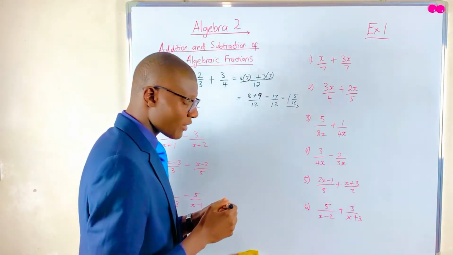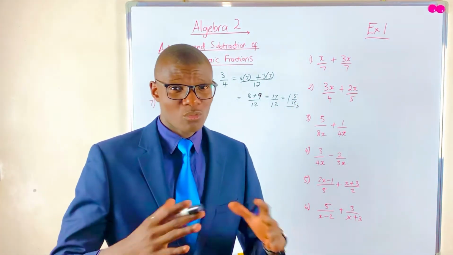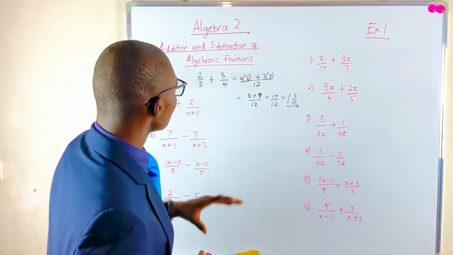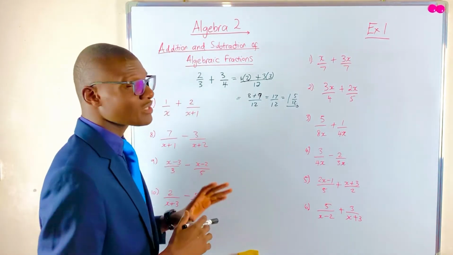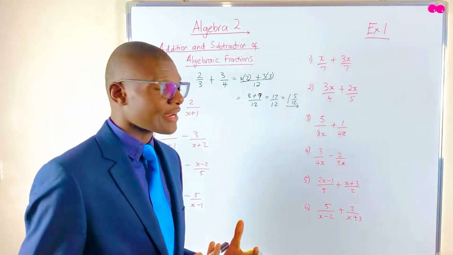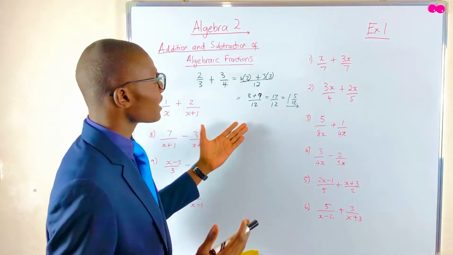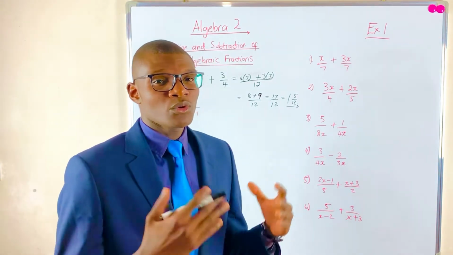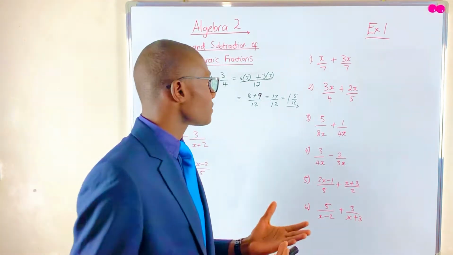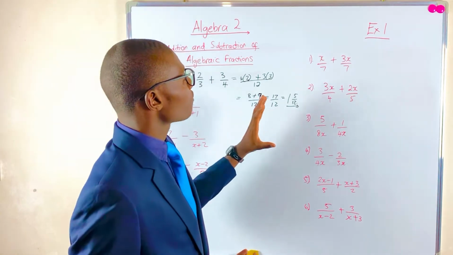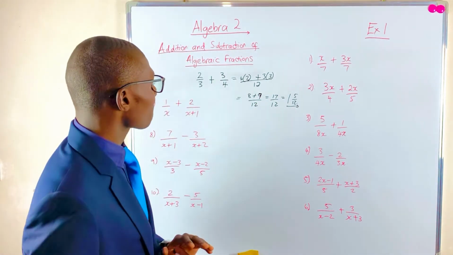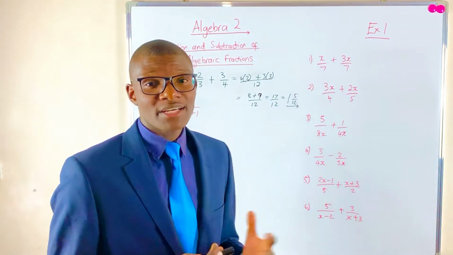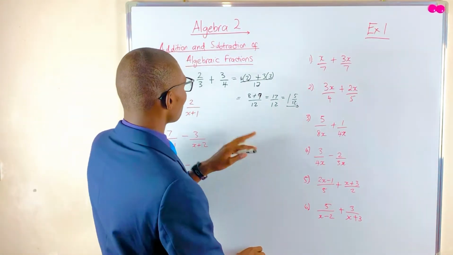The same way we would add and subtract just the normal numbers, this is exactly how we deal with the addition and subtraction of algebraic expressions. It's basically about finding the common denominator first, and then you carry out your addition or your subtraction. So now I'd like to attempt these 10 questions that require us to add and subtract algebraic fractions. So allow me to erase this part.